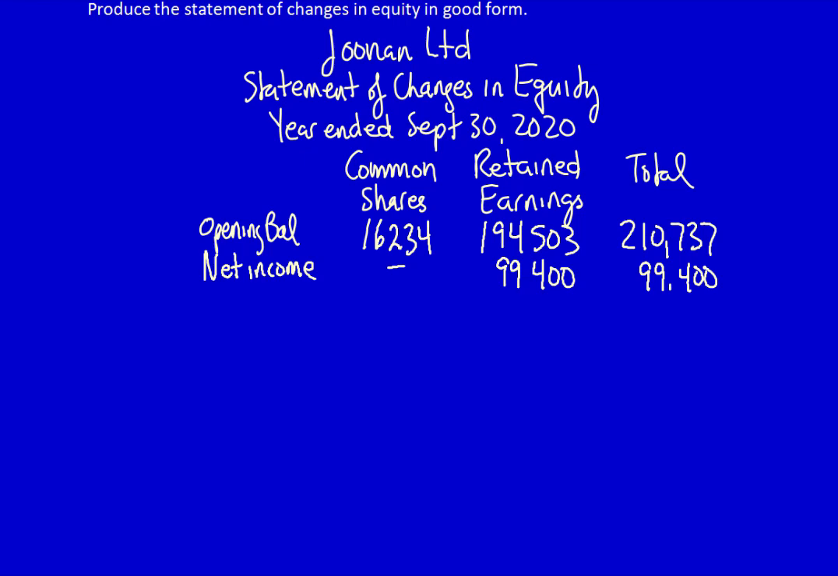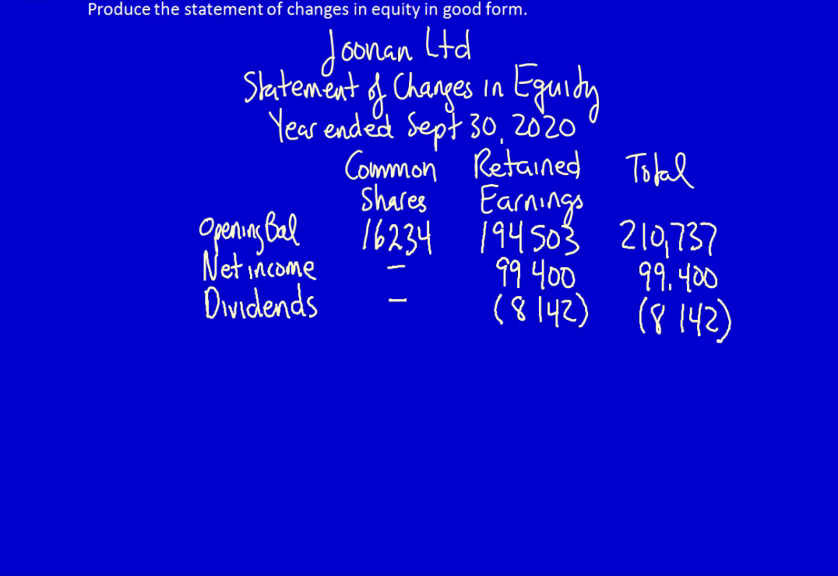Next, I've got to reflect dividends. The dividends come from the listing, and it was 8,142. Dividends do not impact the amount of common shares. Instead, they reduce the amount of retained earnings. So this is negative $8,142. 0 plus a negative number would equal negative 8,142.